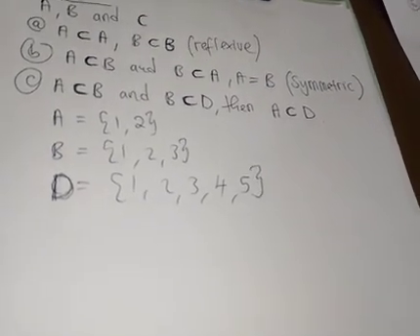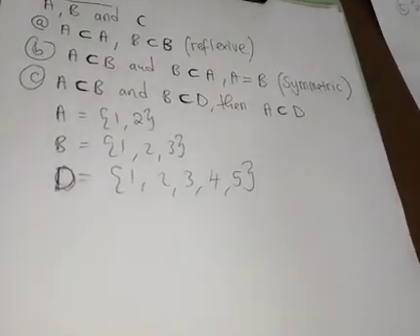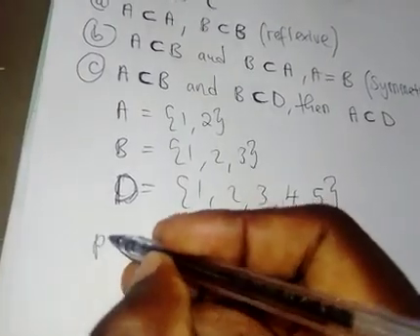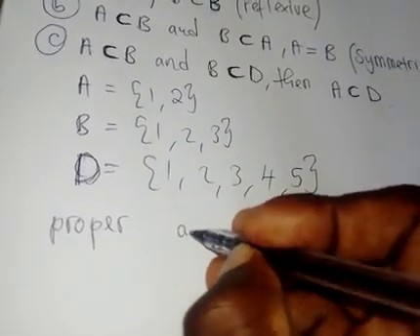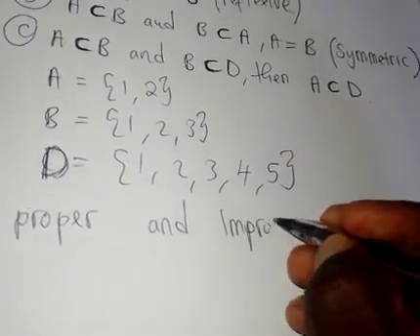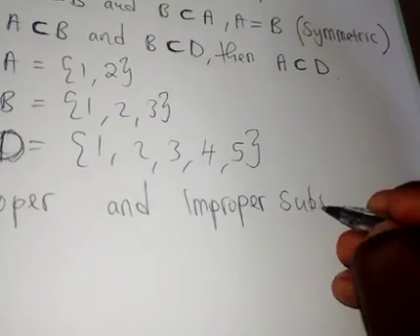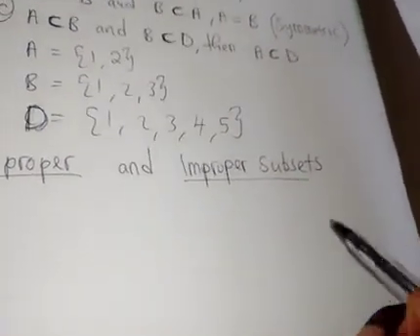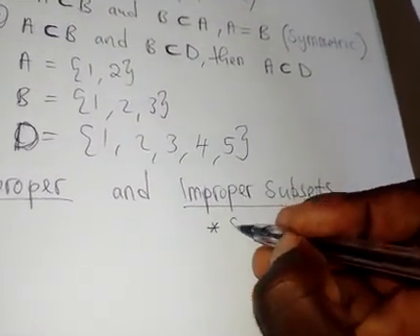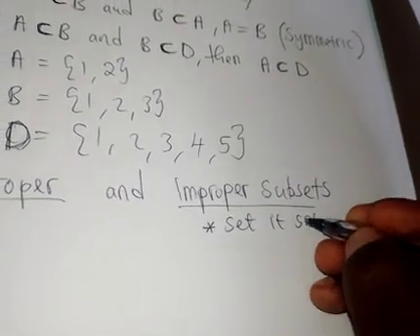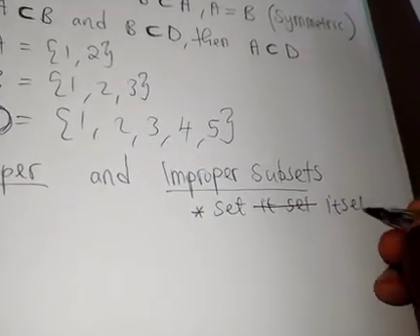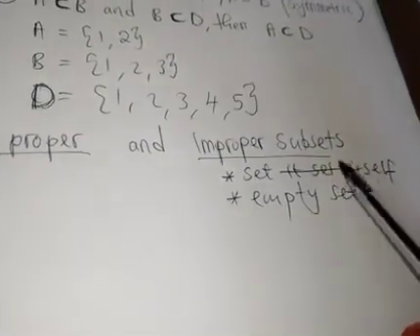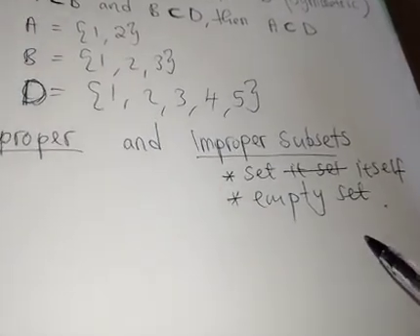Then you should know that every set has two improper subsets. Okay, so these subsets can be divided into what we are calling proper and improper subsets. Every set has two improper subsets. The first improper subset is the set itself. And the second one is an empty set. So the set itself and an empty set are called improper subsets of any set.